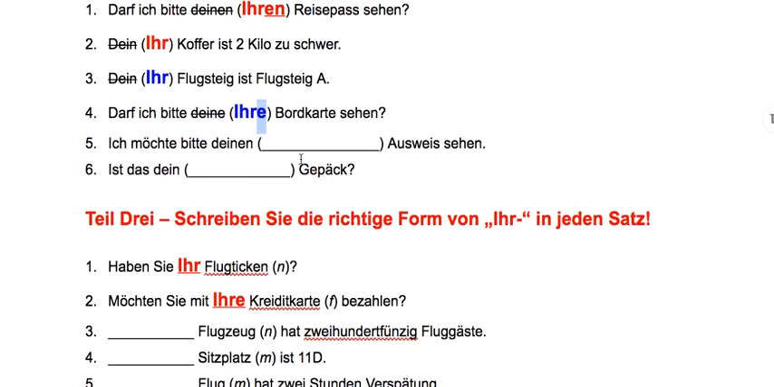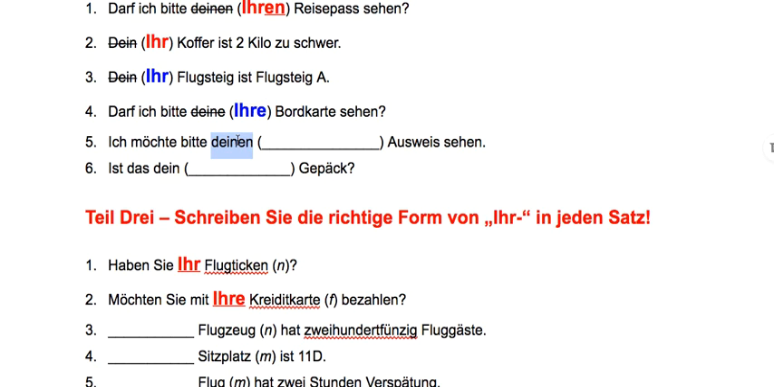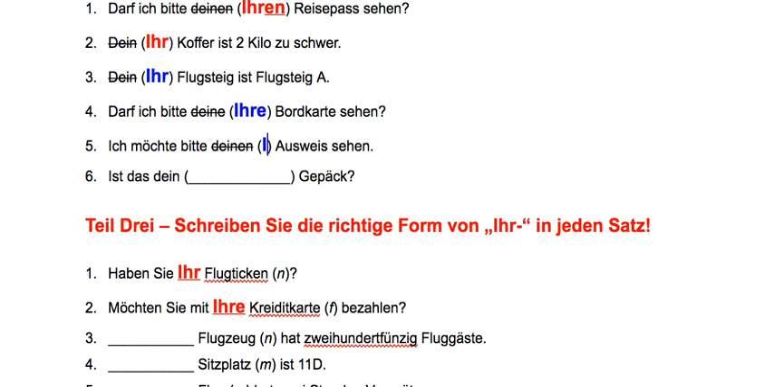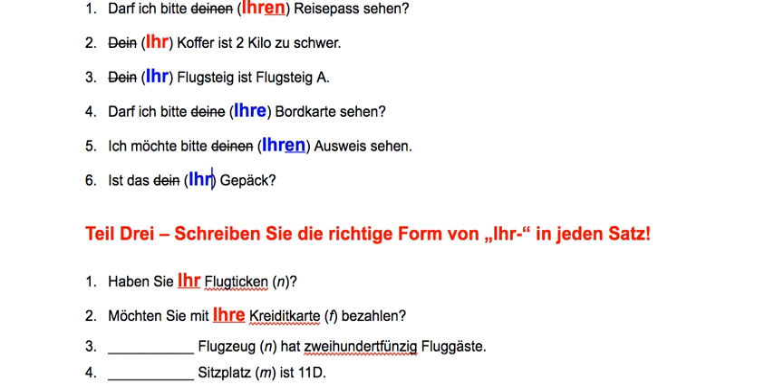Number 5. Ich möchte bitte deinen Ausweis sehen. I would like to see your ID. In German, if you were to be asked this formally, it would be ich möchte bitte, again, the correct form of ihr, and it ends with an en. Now on yours, you do not need to underline the en. I am just doing that here so you can see it visually. Ich möchte bitte Ihren Ausweis sehen. Number 6. Ist das dein Gepäck? Again, crossing this off. Option Shift 5, and then here I am going to say, ist das Ihr Gepäck? Ist das Ihr Gepäck? Is this your luggage?